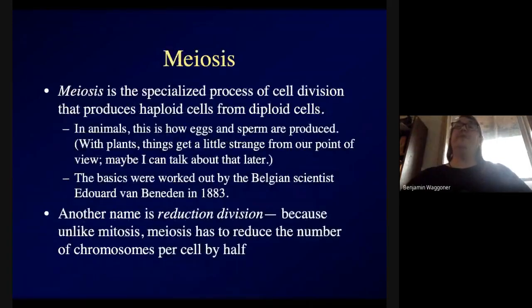Meiosis is the process of cell division that produces haploid cells from diploid cells. Another name for meiosis is reduction division, because unlike mitosis, meiosis has to cut the number of chromosomes per cell in half. If you have 46 chromosomes in most of your cells, your gametes, your eggs or sperm, whichever it is, your gametes must have 23, being half of 46, duh.